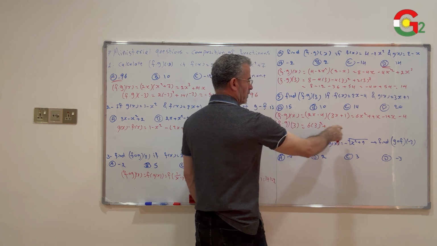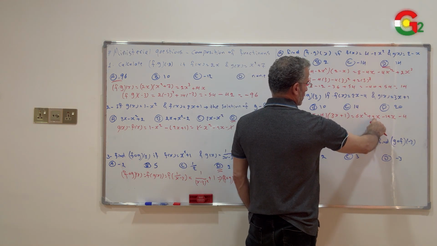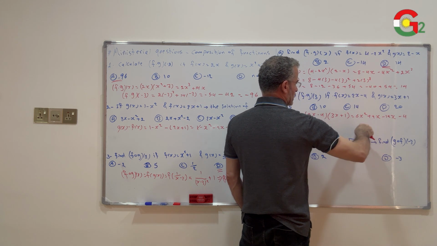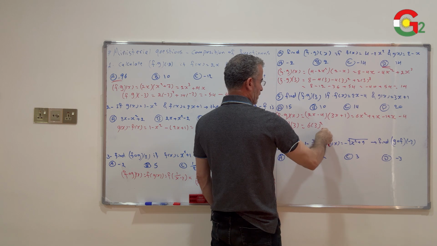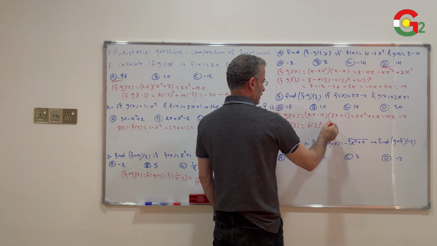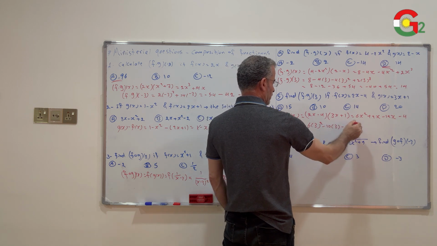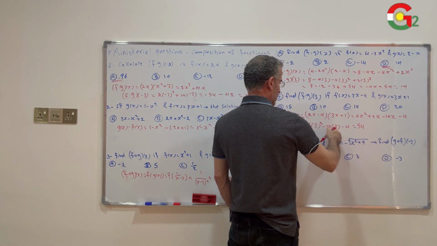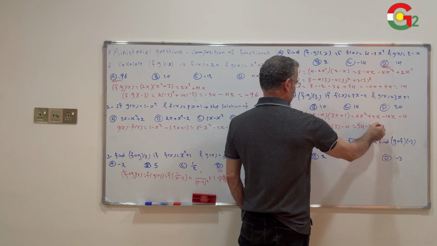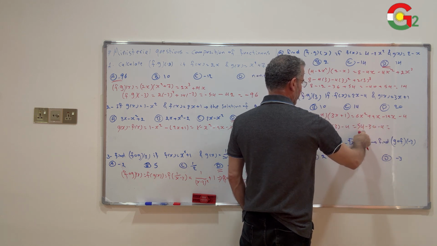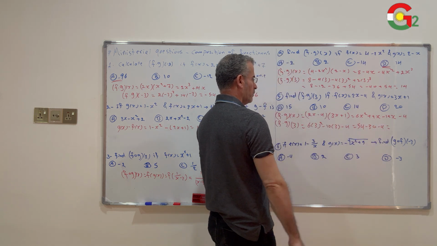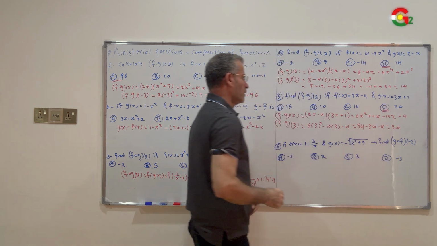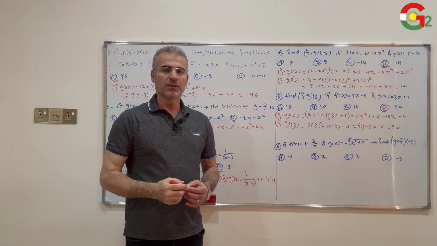F dot g of 3 equals 6 times 3 power 2 plus 2x. Let me reduce 2x with the negative 12x, which is negative 10x. Then negative 10 times 3 minus 4. 6 times 9 is 54, 10 times 3 is 30, so 54 minus 30 is 24, minus 4 is 20. The right answer is D.